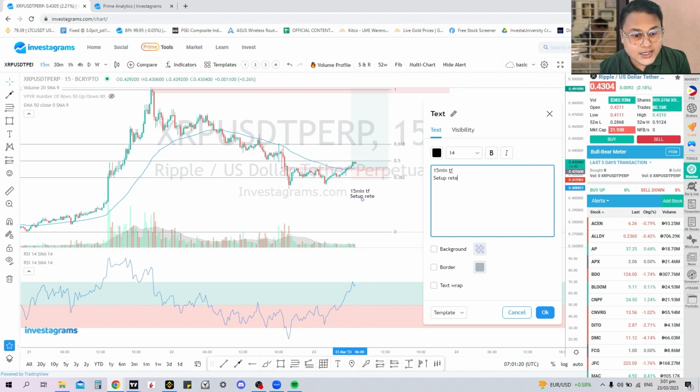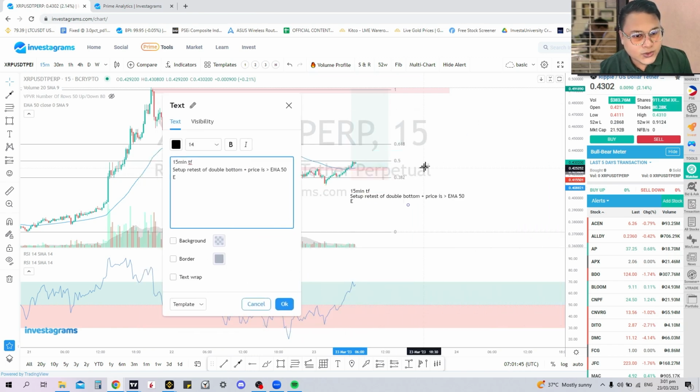Setup is retest of double bottom plus EMA 50 plus price is above EMA 50. Yan. So, yan yung parang keynotes mo on the setup. Ngayon, yung entry mo, lagay mo lang dyan. So, entry natin is at 0.426.